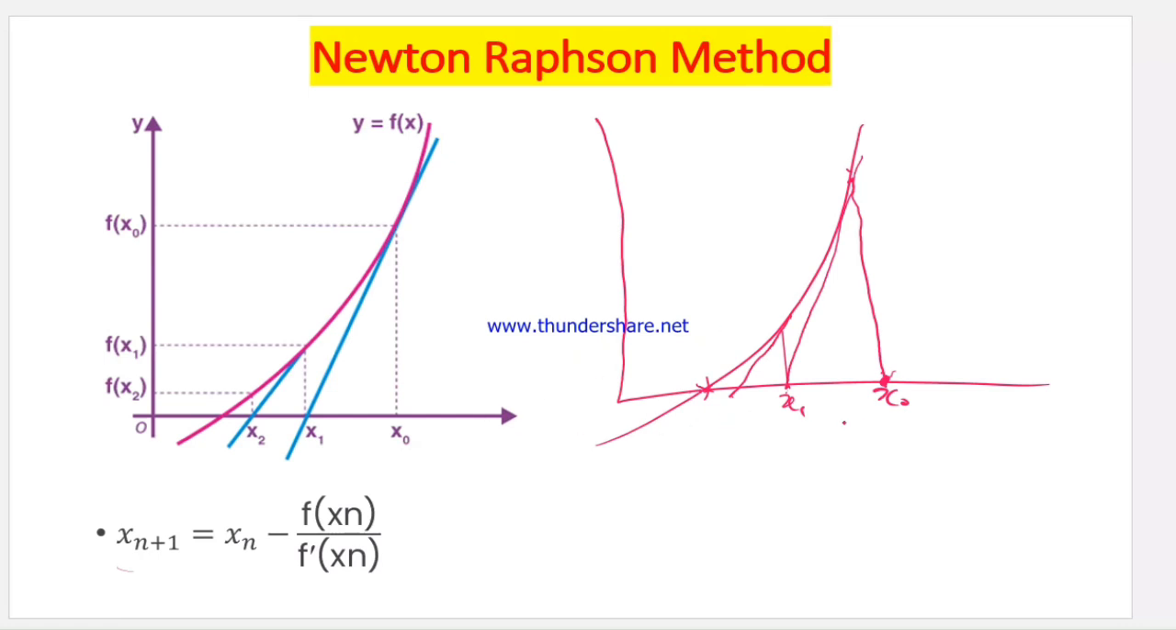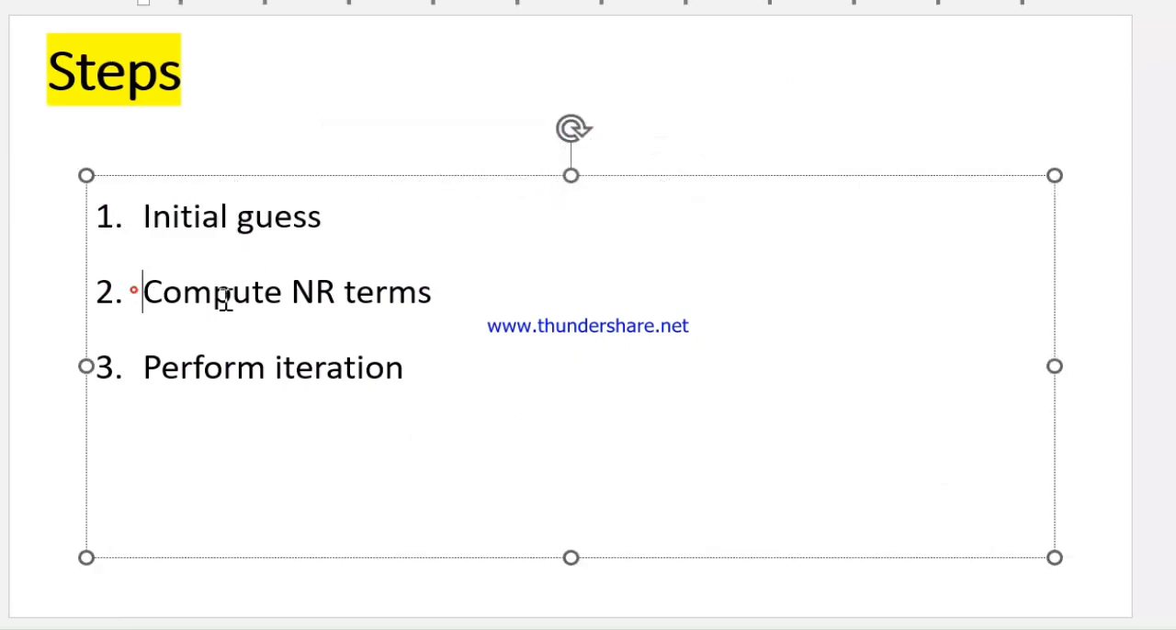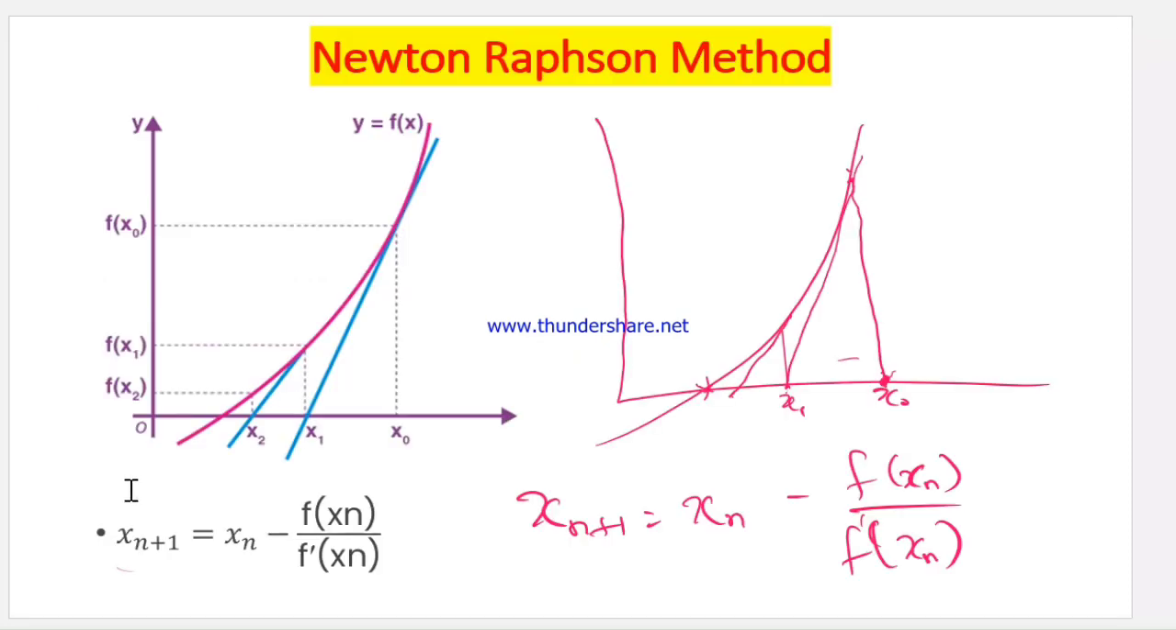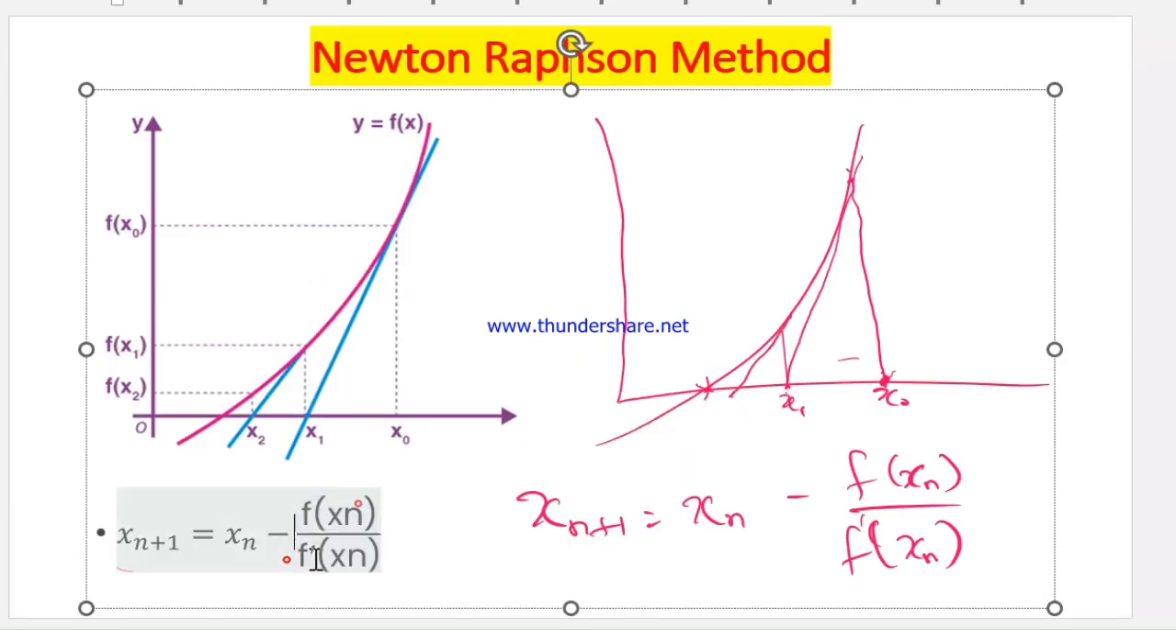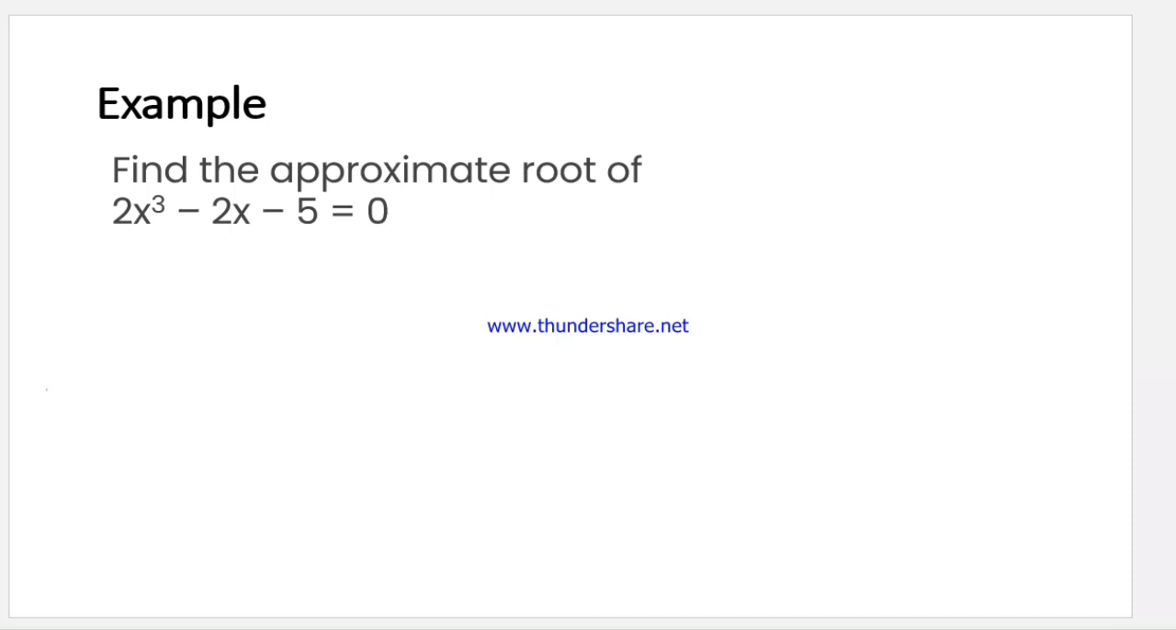So you can see that it's approaching the root gradually. The formula to find the next x is: xn plus 1 is equal to the last x that you've got, xn, minus the function at that point, f of xn, all over the differential of the function at that point, xn, f prime. So that is the procedure. The steps are also 3. First, the initial guess, just like the fixed point iteration. Second, you compute the terms, the f of x and the f prime of x, the differential. The last step is to perform the iteration. So it's much similar to the fixed point iteration procedure.